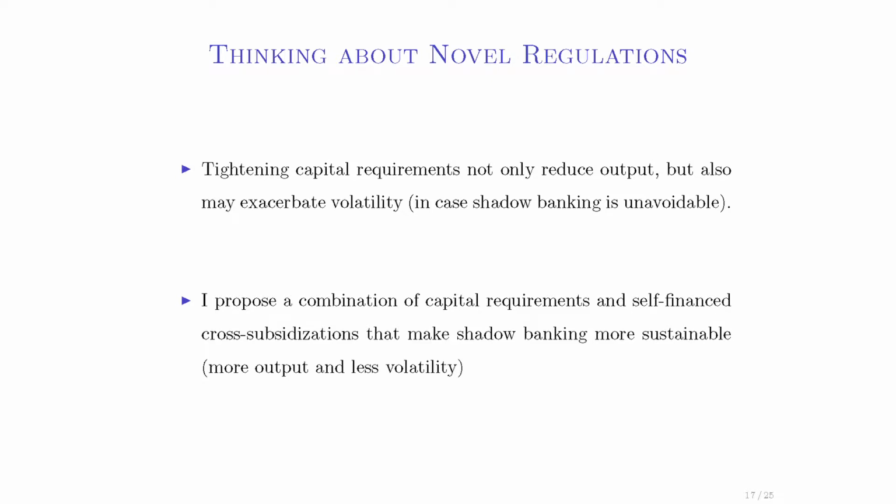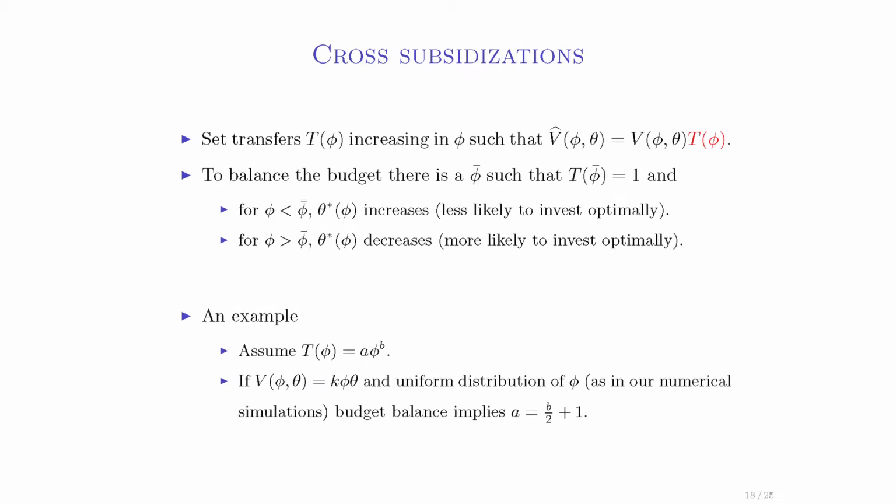Okay? So what I'm going to do here is propose a combination, there may be many other policies, of capital requirements and self-finance cross-subsidization that make shadow banking more sustainable. Let me tell you just a little bit of the intuition, because I have only 3 minutes. Imagine that you set transfers that are increasing in reputation, such that that affects the continuation value. If you want to make this budget balanced, that implies that you're going to have to subsidize some banks and tax some other banks.